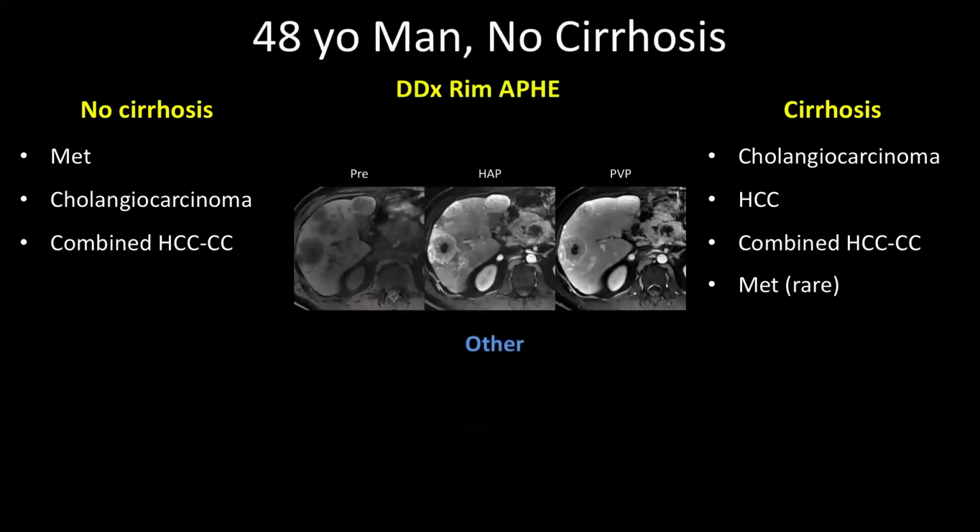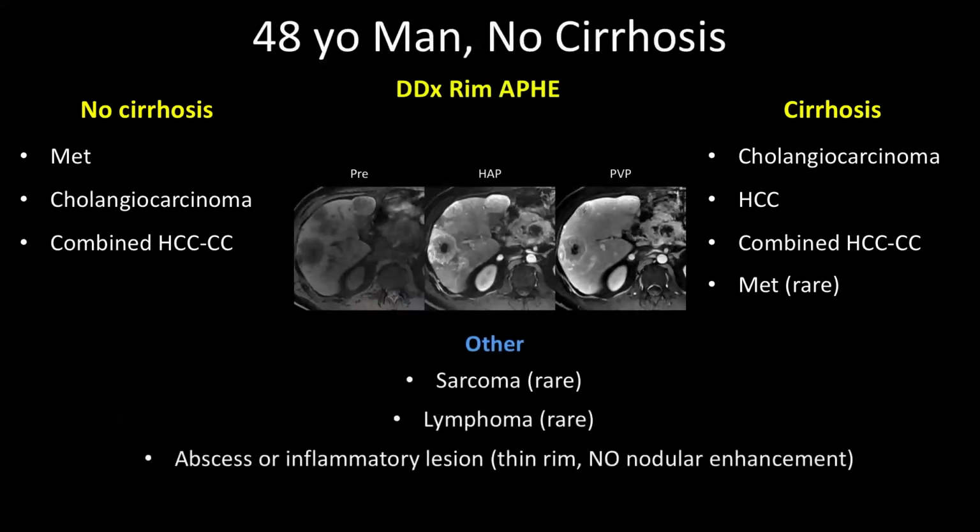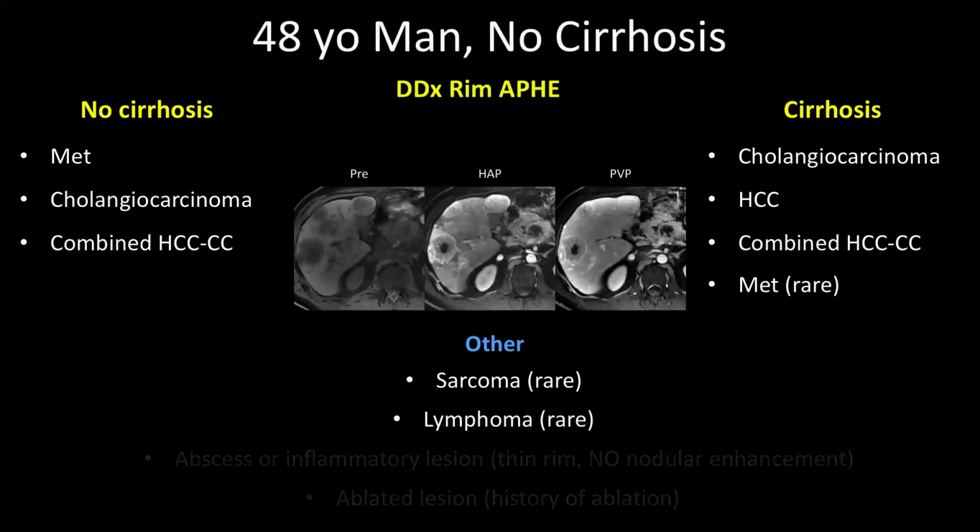Okay, now occasionally it's things other than one of these. So it could be a sarcoma, but that's rare. Could be a lymphoma, but that's rare. If the patient has a fever and the enhancement is thin and non-solid-like, it could be an abscess or an inflammatory lesion. And if the patient has a history of previous ablation, then it could be an ablated lesion. But again, the rim of an ablation zone is usually quite thin. Now, this patient has no history of fever, and this particular mass is thick and enhancing, so it's not an abscess. There's no history of ablation, so it's not an ablated lesion. So we're left with one of these entities.